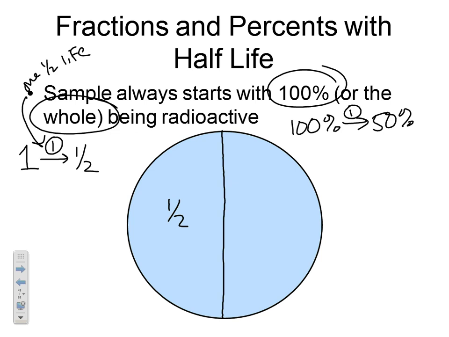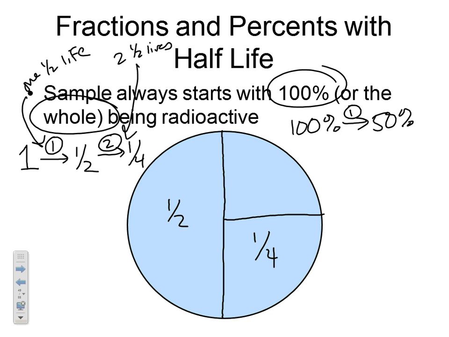But after 2 half-lives, now we take half and split it in half again. Right? Take the half, split it in half again. So the 1/2, we're taking half of that. So now we get 1/4. Right? And I'm going to put a 2 here, indicating 2 half-lives total. 1, 2. And then again, if I take half of 50%, what's half of 50%? 25%.